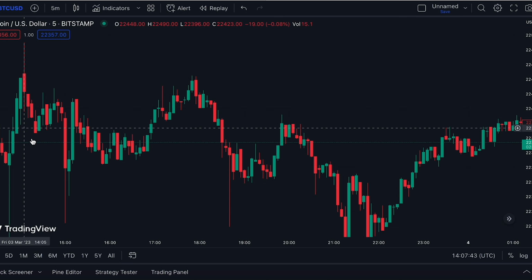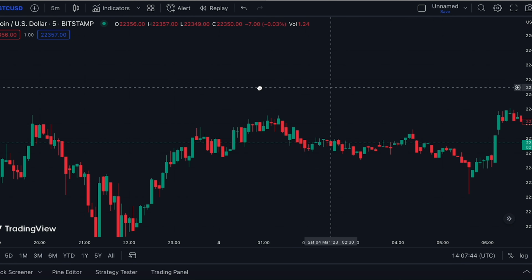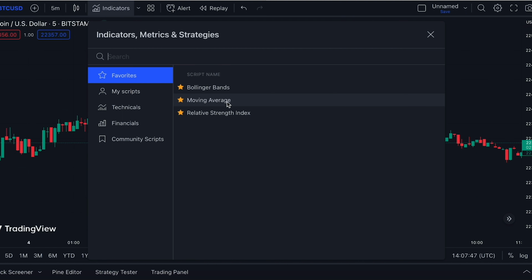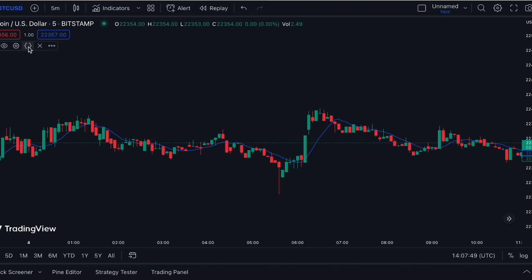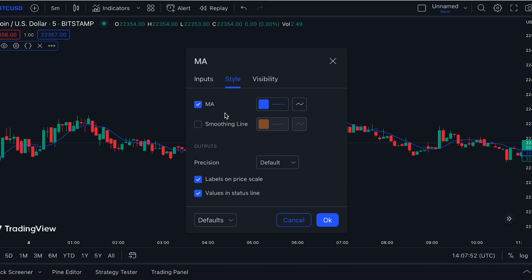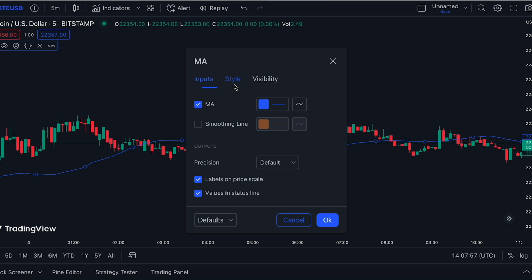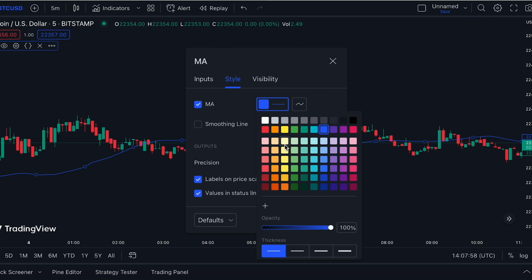We'll apply a moving average to the chart to determine the price's mean or average. Look for the moving average indicator under the indicator search option. Choose the TradingView created moving average indicator and add it to the screen. Go to the indicator settings and select the inputs page at this time. The indicator's length will be increased to 50. Click on the style options after that. To improve visibility, the line's color and thickness will be altered.